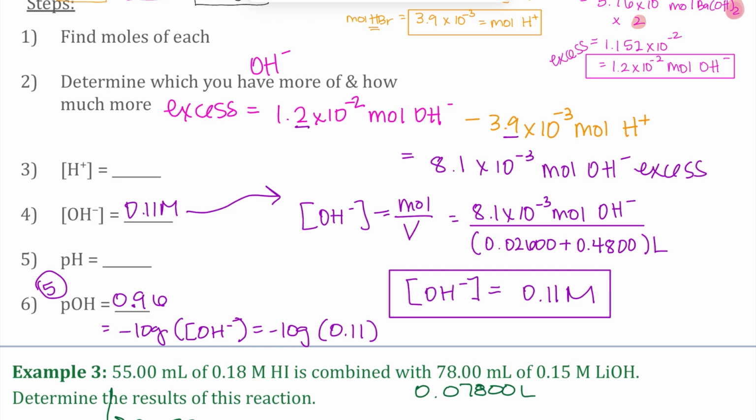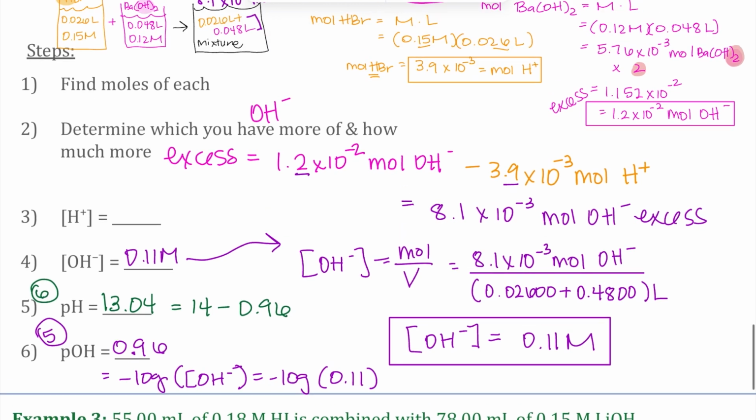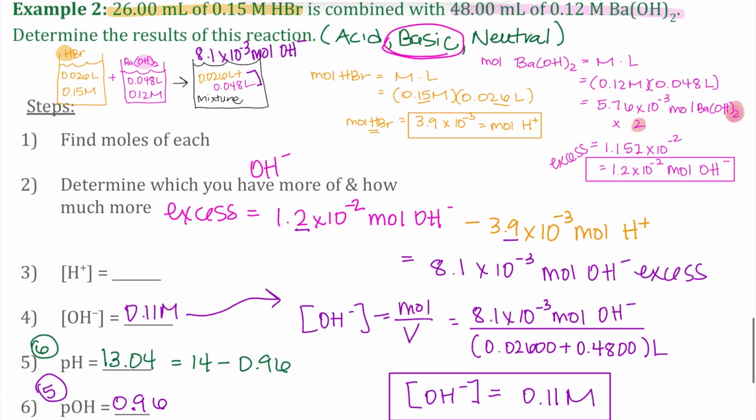We can then find our pH. That pH is going to be 14 minus our pOH, 0.96. So we would have a pH of 13.04. It makes sense that this is a high pH because we have a basic solution as our outcome.